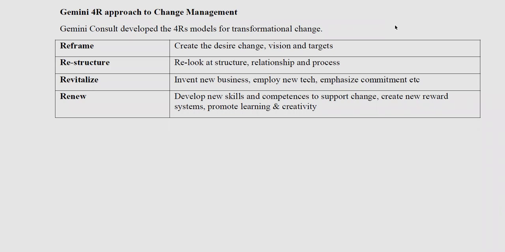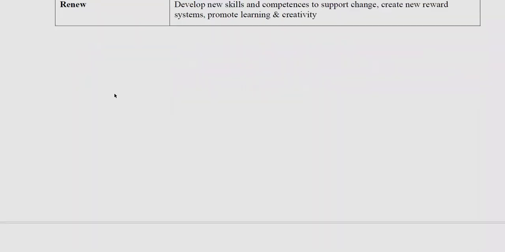So you see, there's a relationship between all the models. They are all related, so you must be able to apply each of them. But this model is very important: reframe, restructure, revitalize, and renew. Please make sure you remember this.